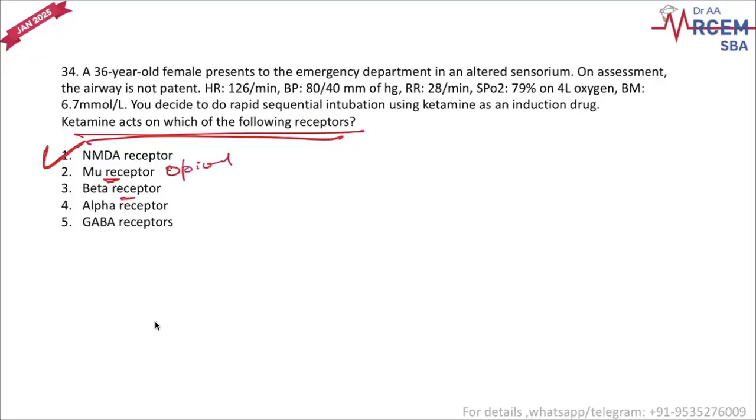Beta receptors are basically for beta blockers, like metoprolol or bisoprolol, or beta receptor stimulants like salbutamol. Alpha receptor blockers like prazosin or terazosin, usually used to relax the urethral sphincter. GABA receptors are where propofol and benzodiazepines like diazepam and midazolam act.